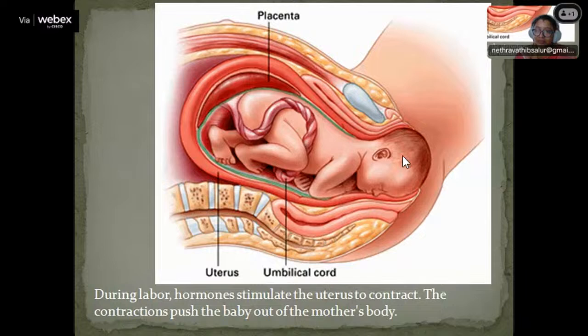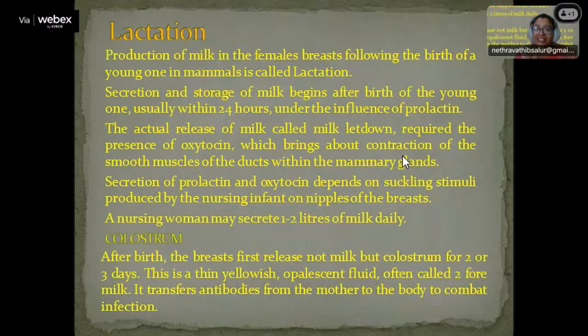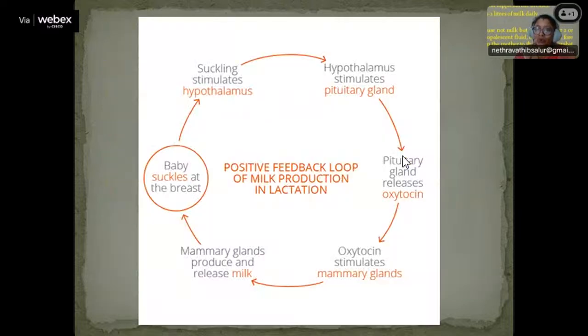Next, the last topic of this is lactation. What is lactation? Lactation means production of milk. Milk being produced by the females in the mammary glands is called lactation. There's a simple cycle that I want to show you, to see how the milk is produced. When you see here, the baby has to suck the breast to get the milk.